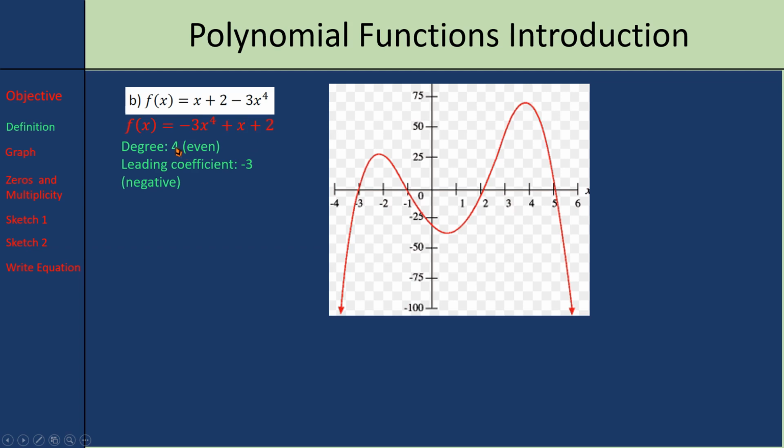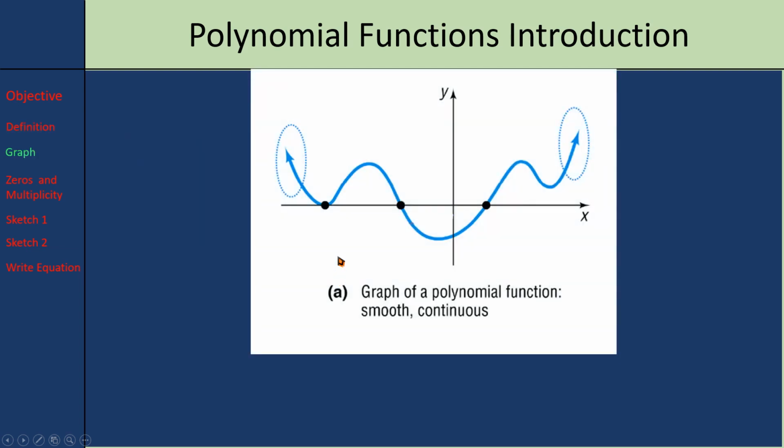Another one here. The degree is 4, which is even, and the leading coefficient is negative. So negative means the right side has to go down. And since it's even, it means it goes the same direction on the other side. So it has to also go down.